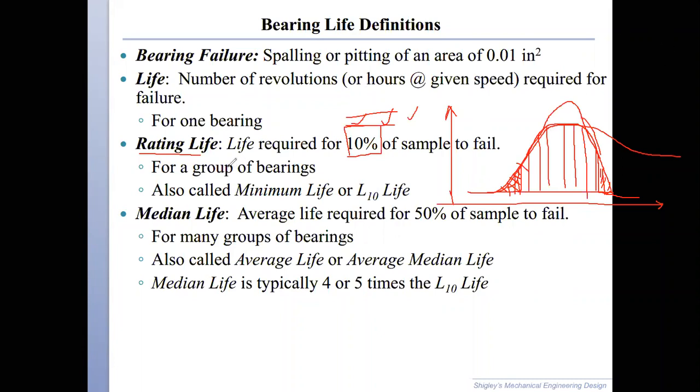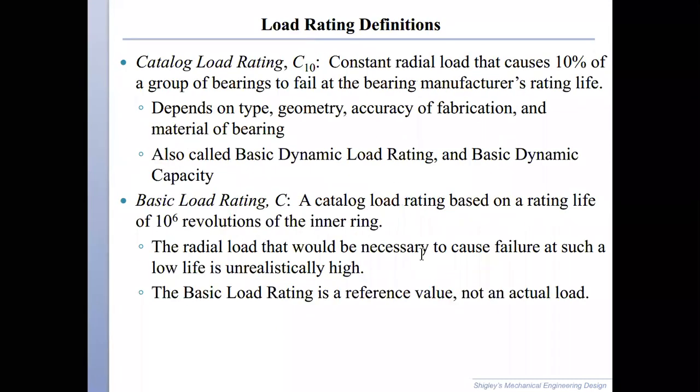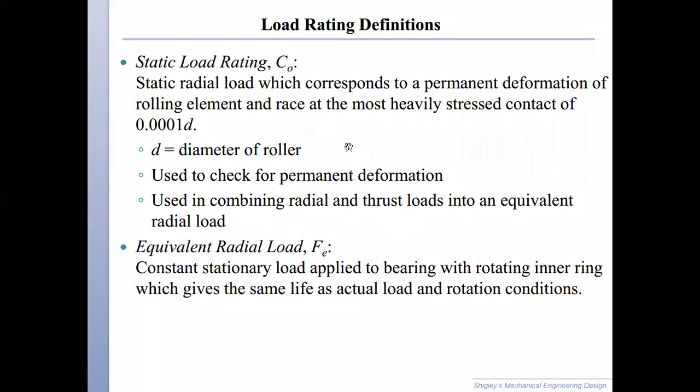So this is just a standard: when we do life rating, we take the first 10% of the bearings that would fail. Otherwise, if you reject all now, that is going to be a problem. Generally, it's not going to be representative of the whole group of bearings.